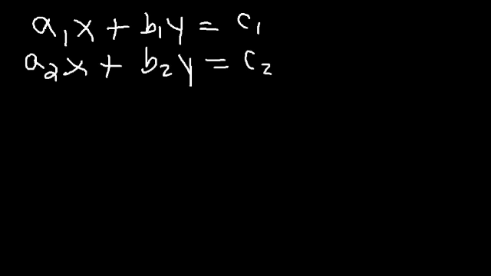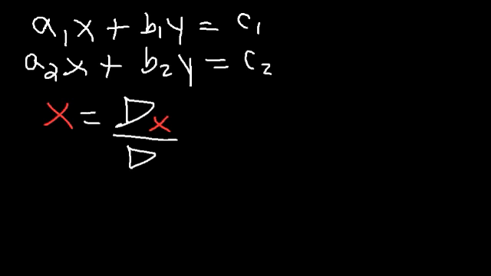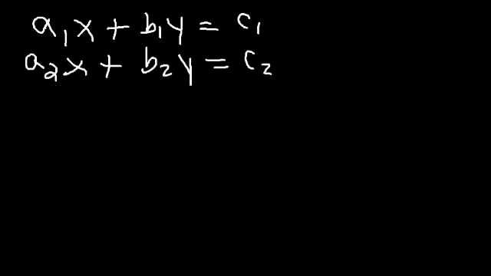So to calculate the value of x, x is going to be dx divided by d, where d is the determinant of a 2x2 matrix, and y is equal to dy divided by d. So how do we find d, dx, and dy? What do we need to do?